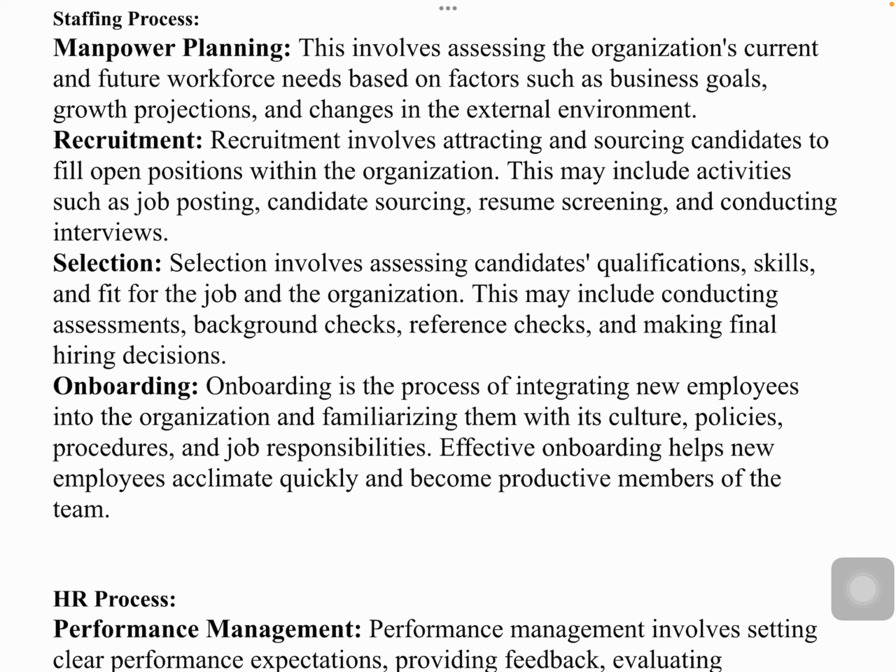So next is onboarding. This is what happens when they have hired the person. Onboarding is the process of integrating new employees into the organization and familiarizing them with its culture, policies, procedures, and job responsibilities. Effective onboarding helps new employees acclimate quickly and become productive members of the team. So onboarding means integrating new employees into the organization. Example, orientation programs and training sessions.